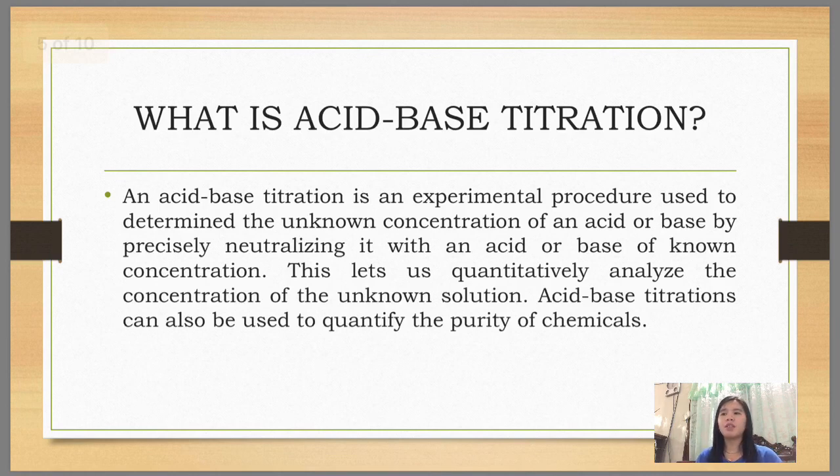An acid-base titration is an experimental procedure used to determine the unknown concentration of an acid or base by precisely neutralizing it with an acid or base of known concentration. This lets us quantitatively analyze the concentration of the unknown solution. Acid-base titrations can also be used to quantify the purity of chemicals.